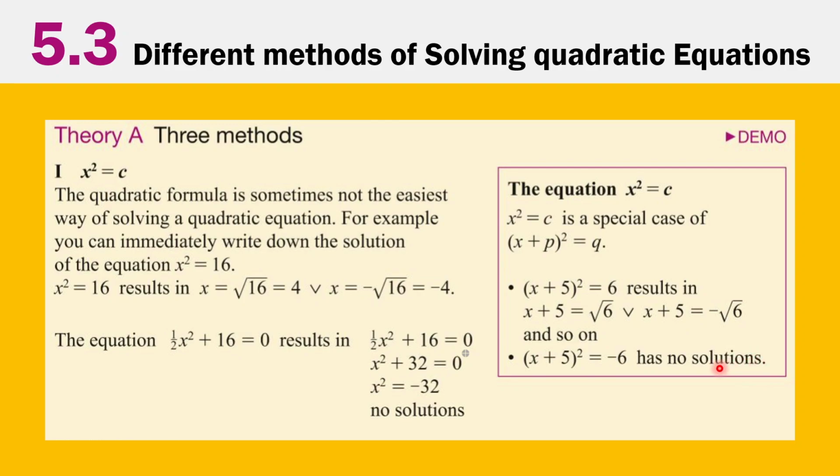Especially if you have the form x squared equals c, I really would like you to use this method of solving and not the quadratic formula, because the quadratic formula takes a lot of time, when this is a very quick way to solve this sort of equation. This one might sometimes be a bit more difficult to see for some people. You don't have that much experience with it. Again, the quadratic formula works, but if you see the form x plus p squared equals q, of course this is quicker.